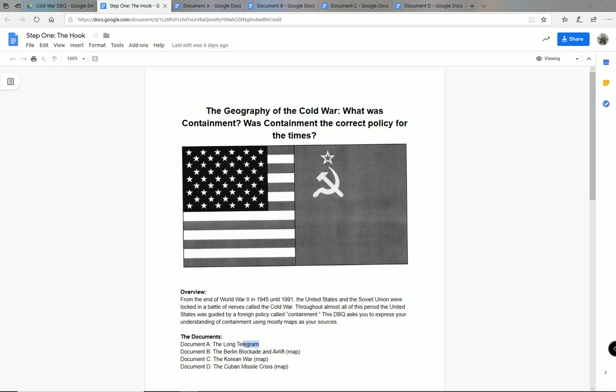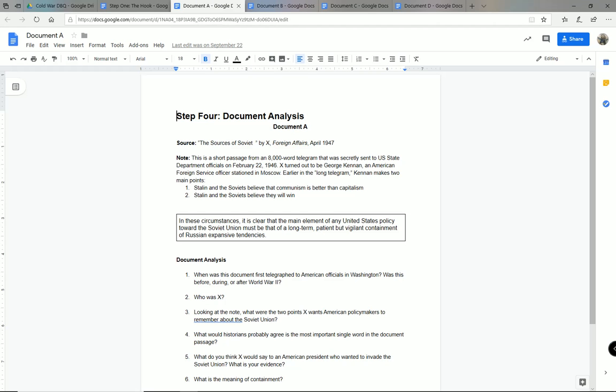The first document we're going to look at is the long telegram in document A. This will help you with the definition of containment. The next three, B, C, and D, will give you different events in which containment was used, and then you're going to grade those events. You're going to say it was either, yes, a great example of containment, or no, it was a terrible example of containment. Let's start with document A.